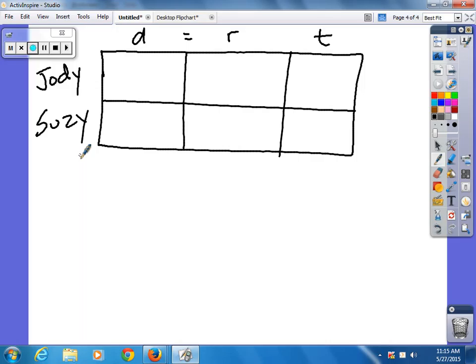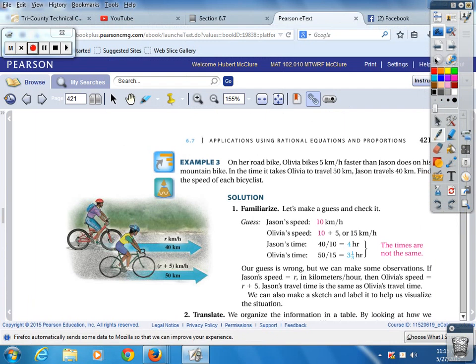Okay, in this problem, we've got Olivia 5 kilometers an hour faster. So what would that be? 5 kilometers per hour faster. What is that? 5 miles per hour, 5 kilometers per hour. What is that? That's rate, isn't it? So in the rate box, Olivia 5 miles per hour faster.